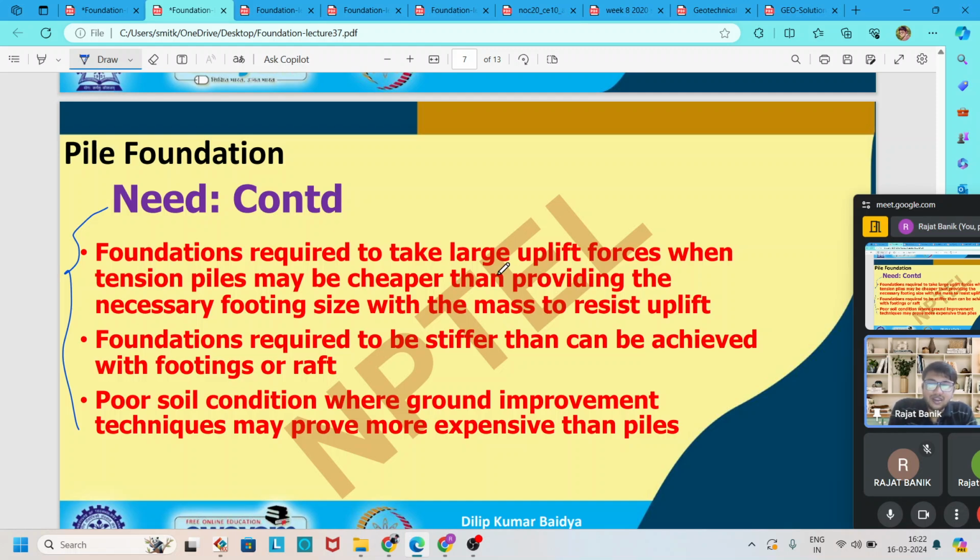So to address this type of soil, we can use the tension pile to take care of this type of uplift forces. So that's why we need sometimes this type of pile foundation. Even if the soil below the structure is stronger, but if there is a presence of clay type nature of soil, then we can mostly go with the pile foundation to resist these uplift forces.